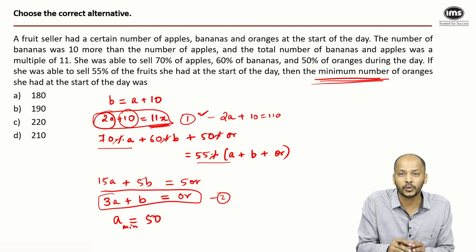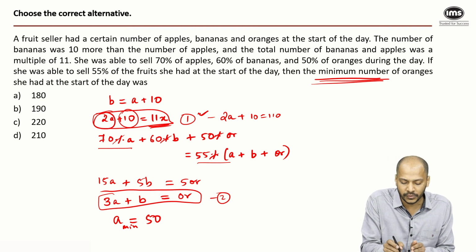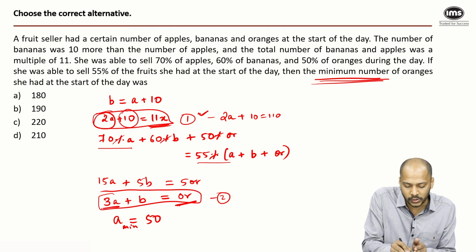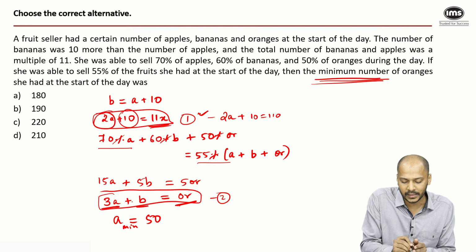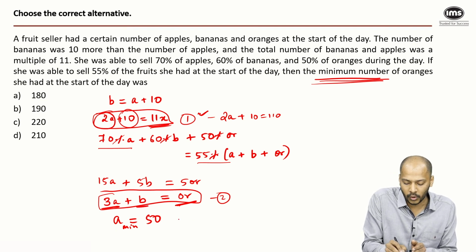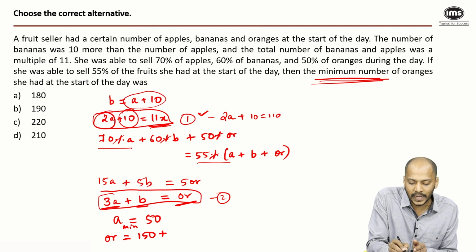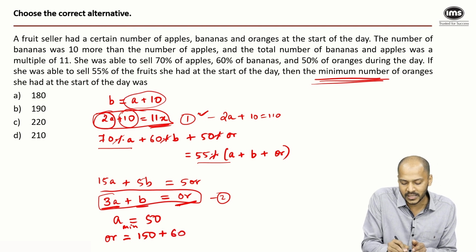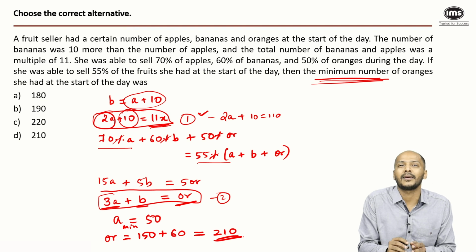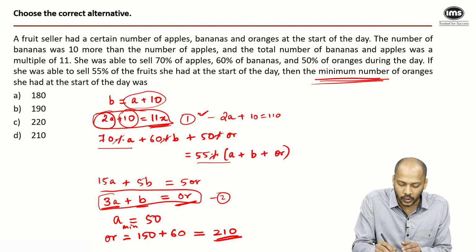And if I substitute this value of A in the equation for oranges, because oranges is thrice of apples plus bananas, so if I put A equal to 50 over here, the number of oranges would be 3 times apples, that is 50 into 3, 150. And bananas are simply 10 more than apples, so bananas are 60, and therefore this would come out to be 210. I think this was a fairly doable question.